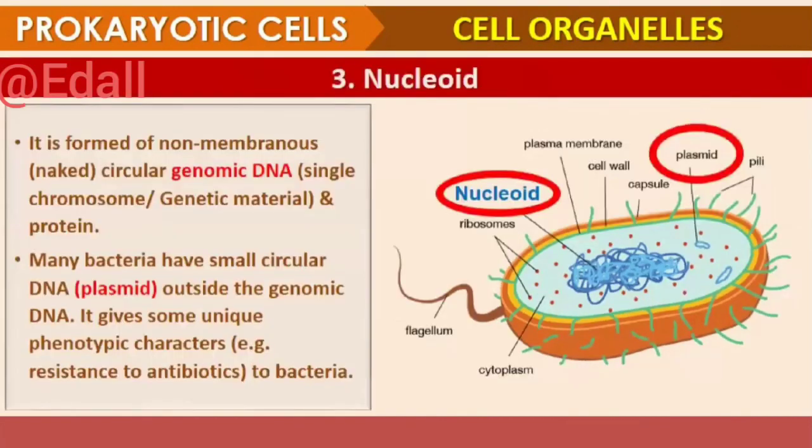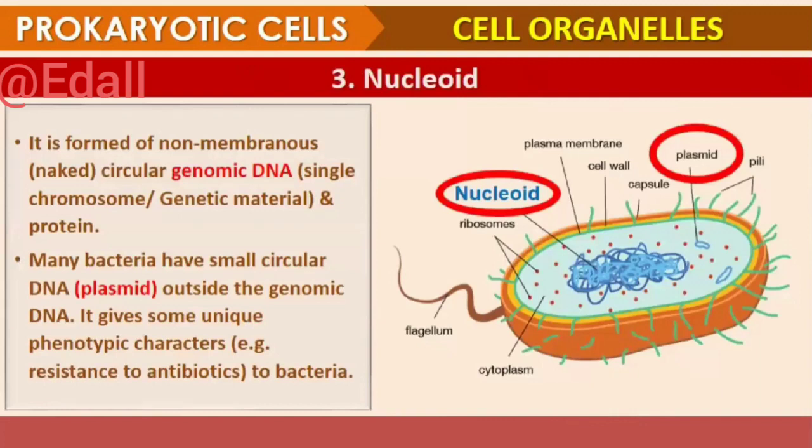There is no well-defined nucleus. The genetic material is basically naked, not enveloped by a nuclear membrane. In addition to the genomic DNA, the single chromosome, circular DNA, many bacteria have small circular DNA outside the genomic DNA. These smaller DNA are called plasmids.